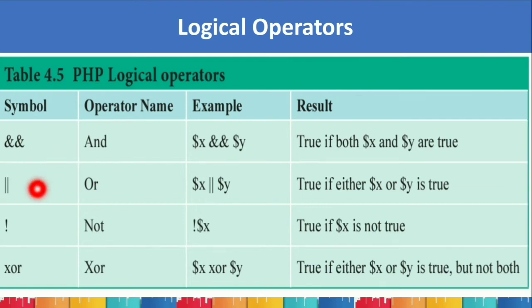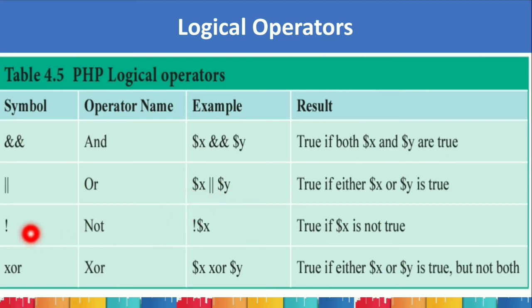The next one is the logical OR operator. These parallel lines are used as the operator symbol and the name of the operator is OR. Between two variables we have written the logical OR operator. So what is the condition here? At least one of the conditions should be true. Either X or Y should be true to get the final result as true. It is not like AND. AND means both the conditions should be true. OR means at least one of the conditions should be true.